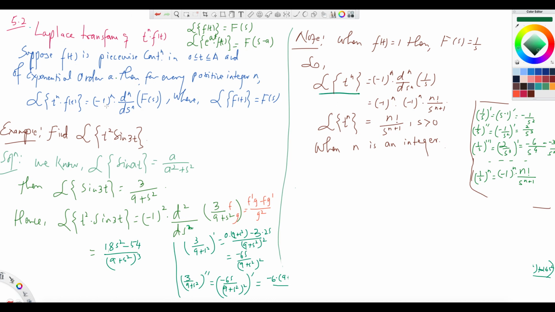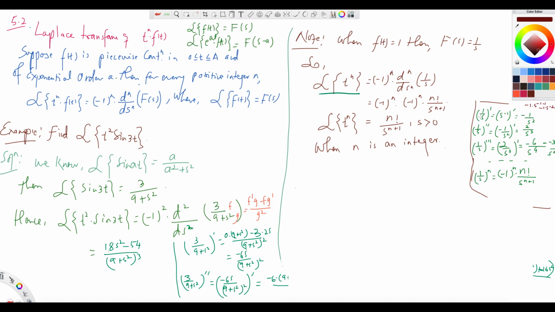So the Laplace transform of t to the n equals negative 1 to the n times, what is the Laplace transform of 1? f(t) equals 1, so the Laplace transform of f(t) equals 1 is F(s) equals 1 over s, right? So you'll have to find the nth derivative of 1 over s. How do I find the nth derivative of 1 over s? Let us see here. The first derivative of 1 over s, which is s to the negative 1, will be negative 1 times s to the negative 1 minus 1, right? So it will be negative 1 times s to the negative 2, but it will go down, so it will be negative 1 over s squared.